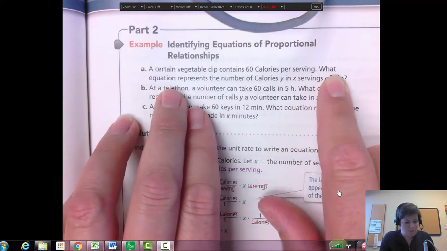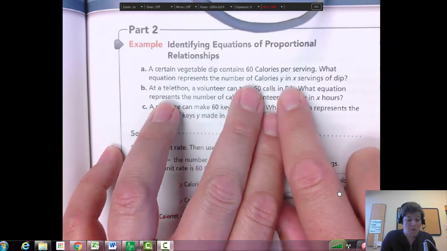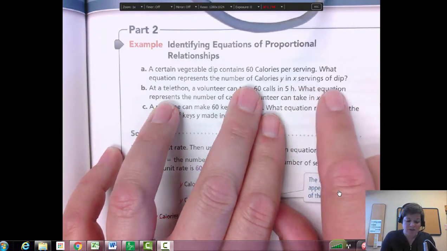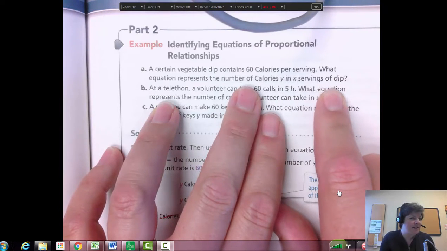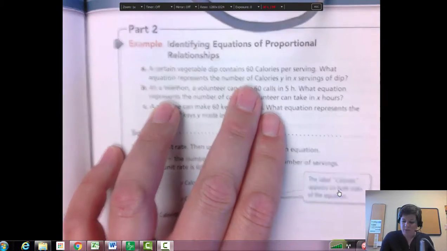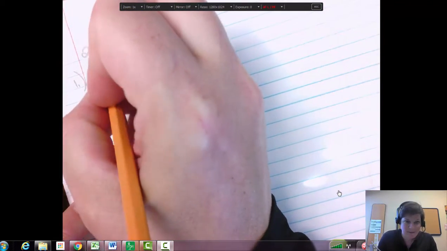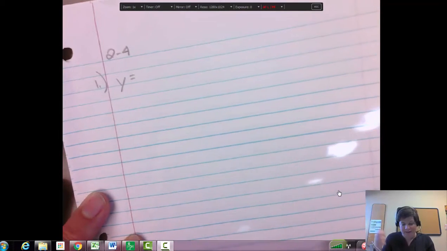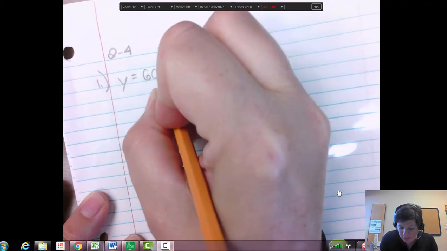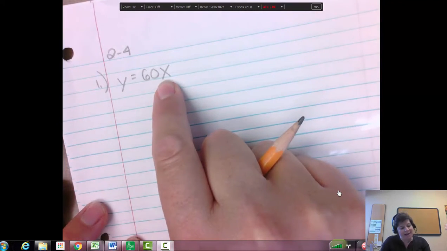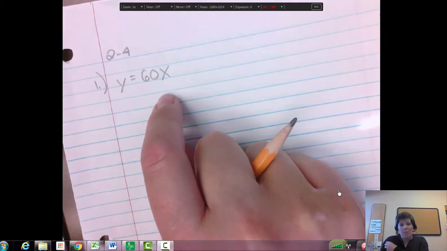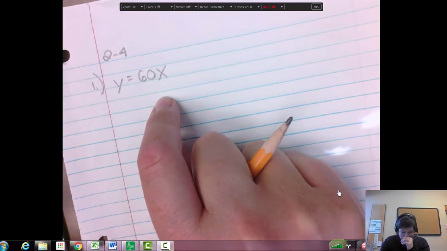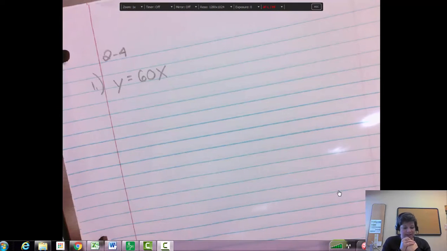What equation represents the number of calories, y, in x servings of dip? So what was that 60? It was our rate, right? So it's just going to be y, which was our calories, equals 60 calories per serving, and that serving is x. So this is our formula for that: y equals 60x. And then you could answer other questions on it if you needed to.